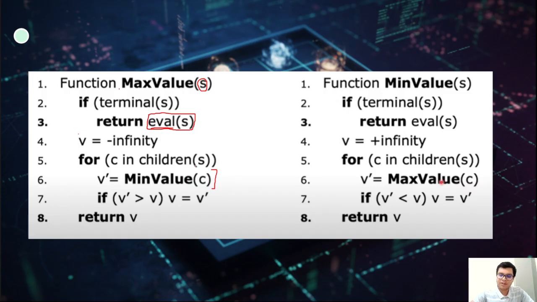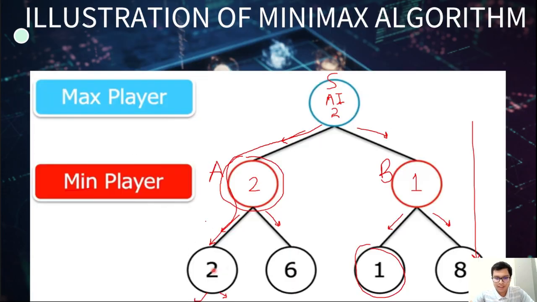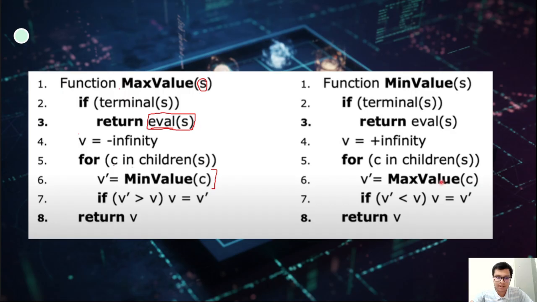So min value c would do nothing but choose the minimum of the children nodes of this a node, c node in our case. For example, we are passing c through this min value function. So it would return the minimum value that could be obtained through the expansion of c and the rest of the decision tree ahead of it. So v' equals min value c. This is another variable, v'. If v' is more than v, v equals v'.